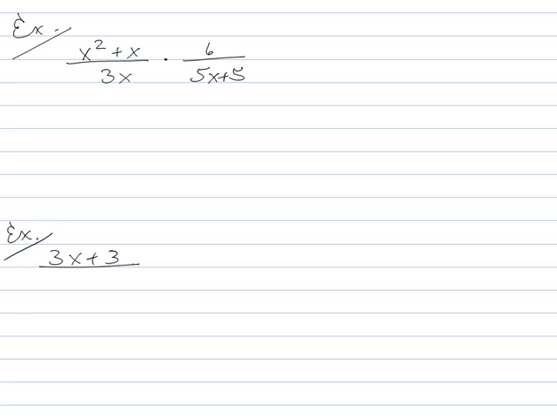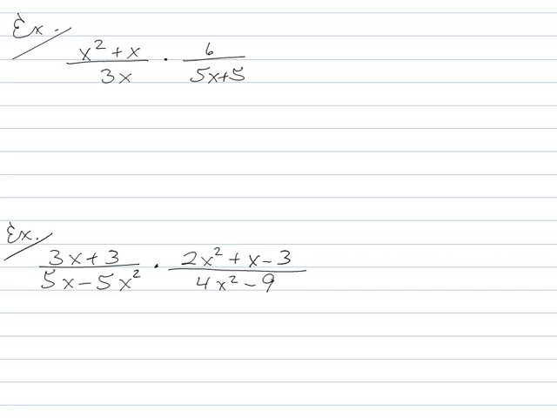Now go ahead and try working some of these problems on your own, just to see if they actually make sense to you. x squared plus x over 3x times 6 over 5x plus 5, so try that one. And then down here, this one's a little bit harder. Try 3x plus 3 over 5x minus 5x squared times 2x squared plus x minus 3, over 4x squared minus 9. I told you it was harder.